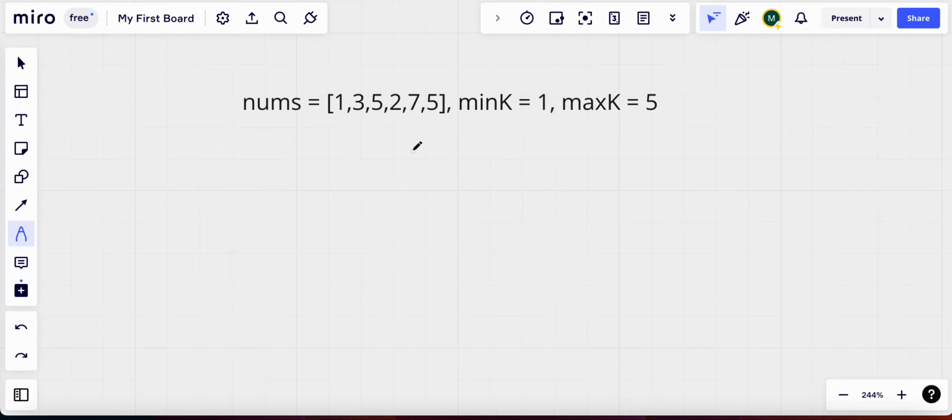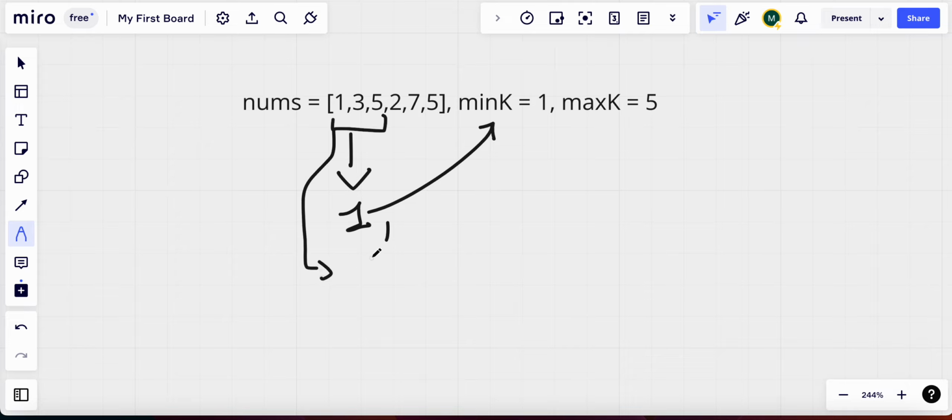So what would be the fixed bound subarray? The fixed bound subarray would be the subarray which has the minimum value equal to 1, the value given by this integer, and the maximum value equal to 5, which is given by this integer here. So this would be one of our subarrays with fixed bound.